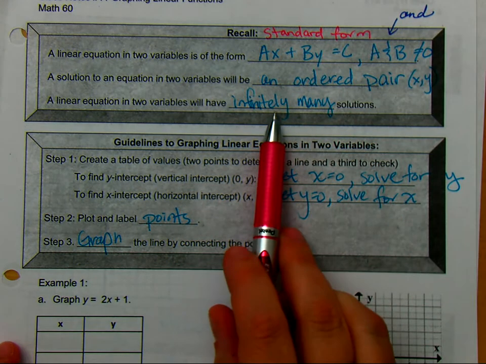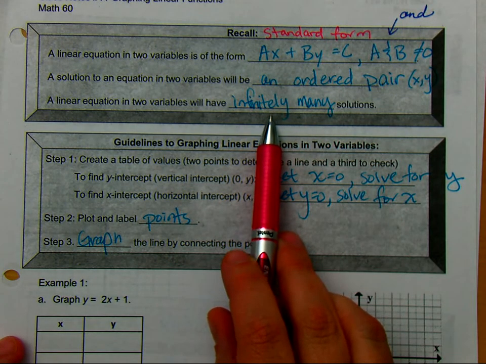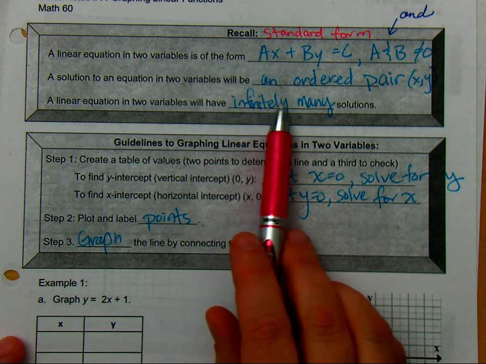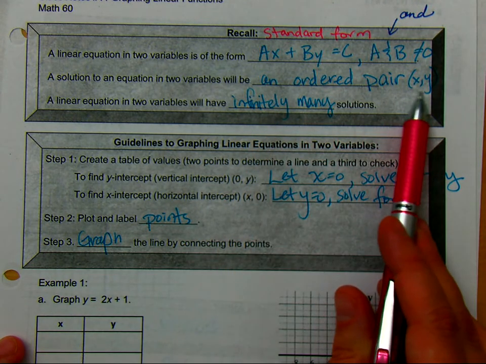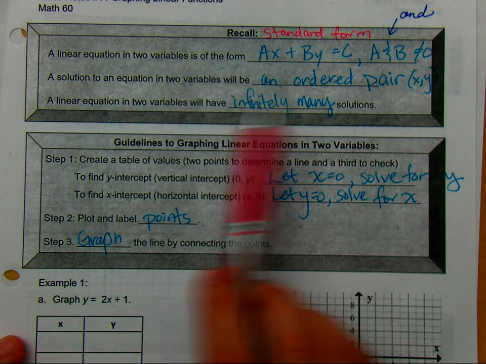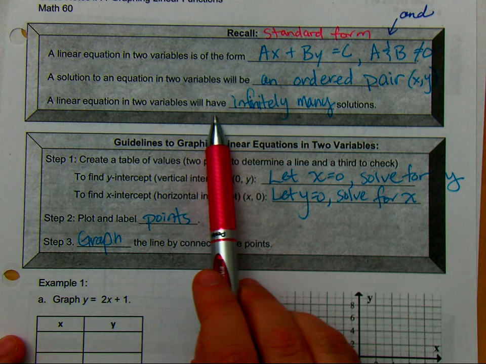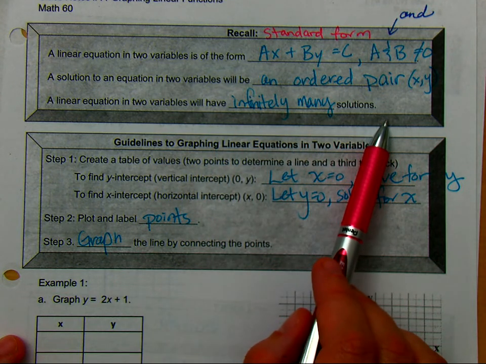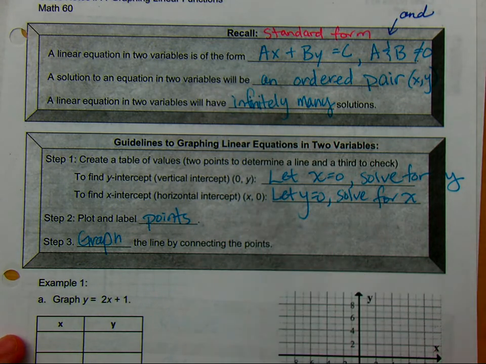Okay, and then a solution to an equation in two variables will be an ordered pair, and it will be listed like this, (x, y) with parentheses, and that order matters. And a linear equation in two variables will have infinitely many solutions. So this is kind of stuff that we have gone over before. That's why it says up here, recall. We went over this in Unit 2.